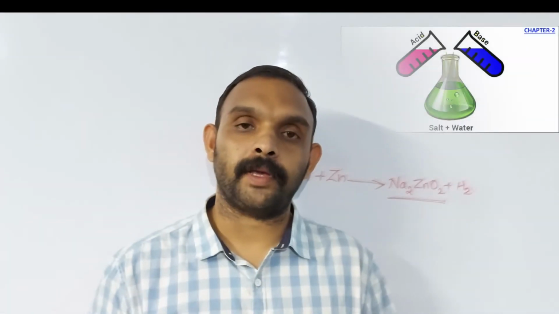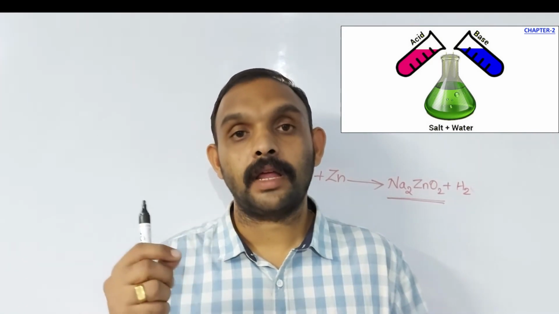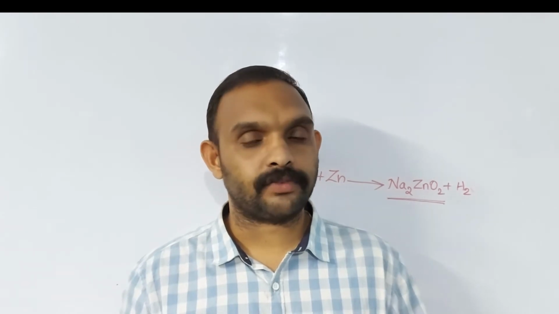Now the third chemical property is the reaction of bases with non-metallic oxides. In the case of acids, we have seen the reaction of acids with metallic oxides, but here it is non-metallic oxides. Non-metallic oxides are acidic in nature. Because of this acidic nature, non-metallic oxides will react with a base and form a metal salt and water. So it is also a type of neutralization reaction. Is it clear to all of you?